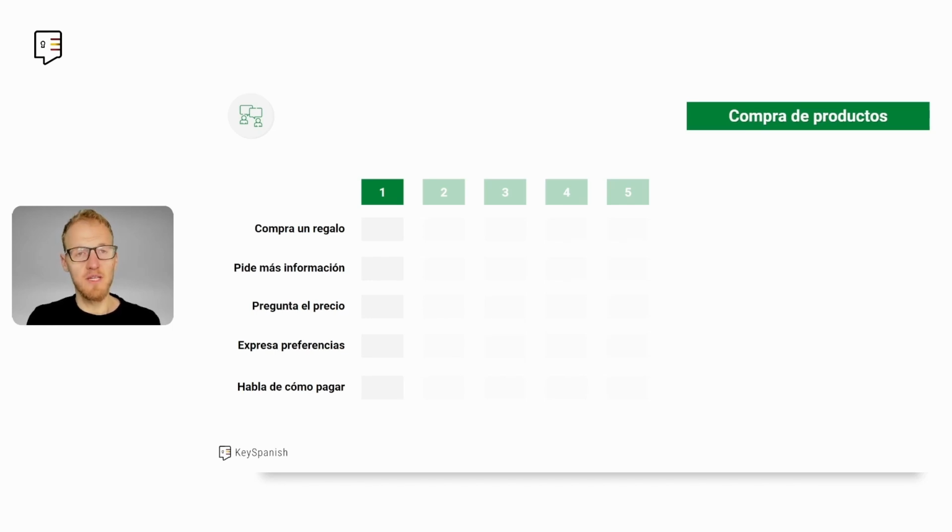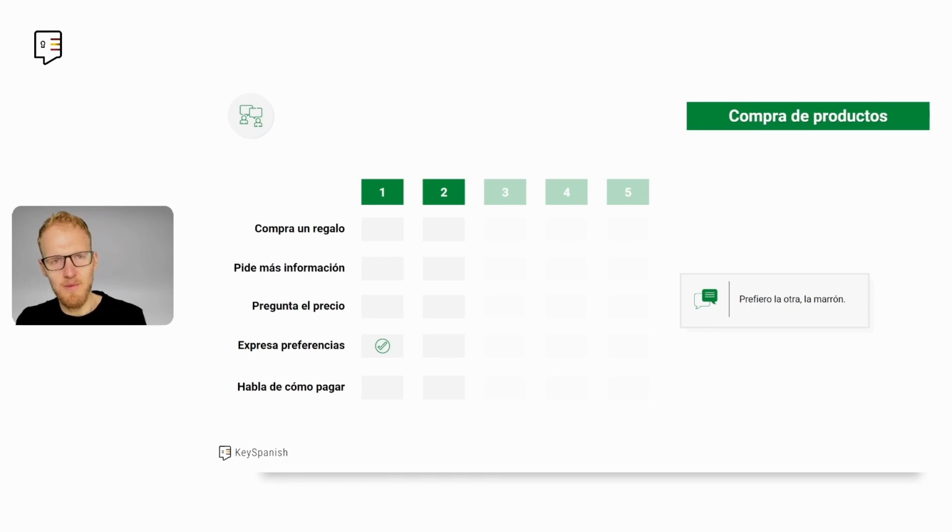Go back if you need to listen again. The audio can be a bit fast, and that's okay. But what functions are being performed here? Well, the girl is expressing preferences. Está expresando preferencias. Because, well, she is asking about a different piece of clothing, and then she says, prefiero la otra, la marrón. I prefer the other one, the brown one. Okay? And also you can say that she asked for more information because she asks if they have a smaller size. Tienen una talla más pequeña. So that's also a way of asking for more information. But mainly she's expressing her preferences of the brown one.